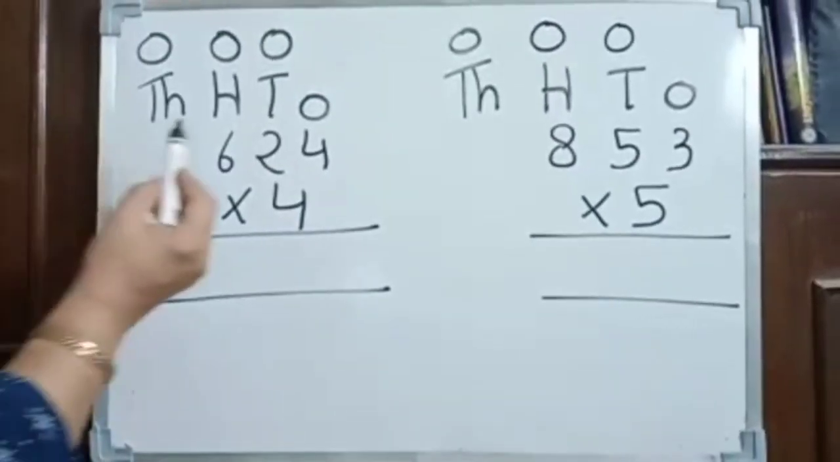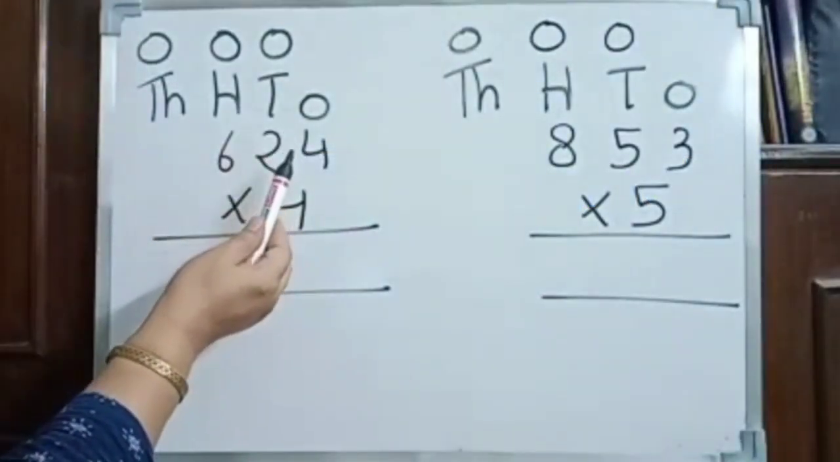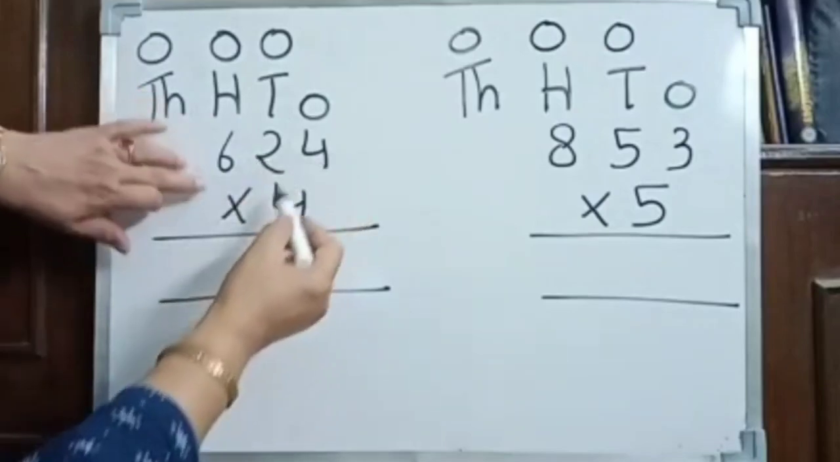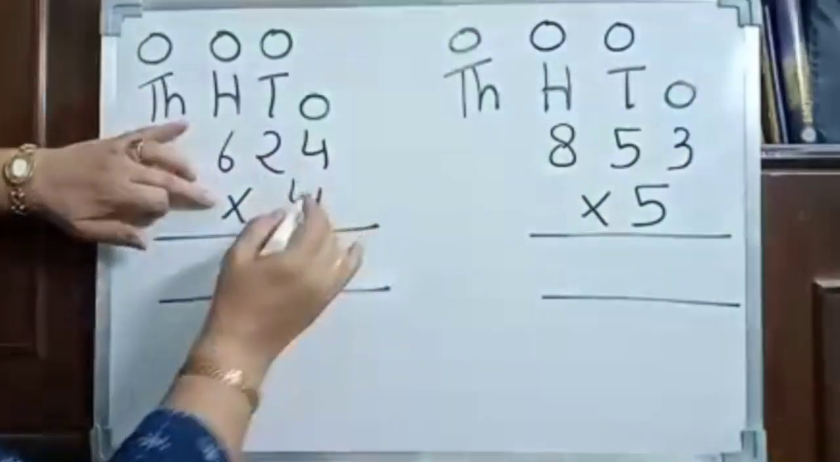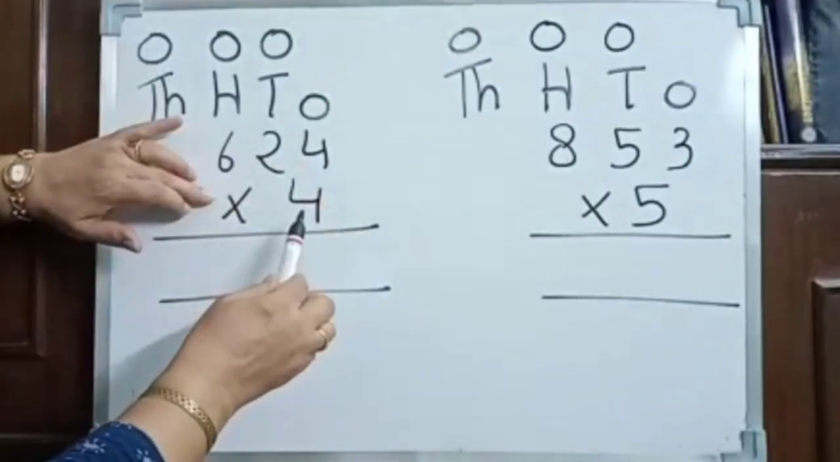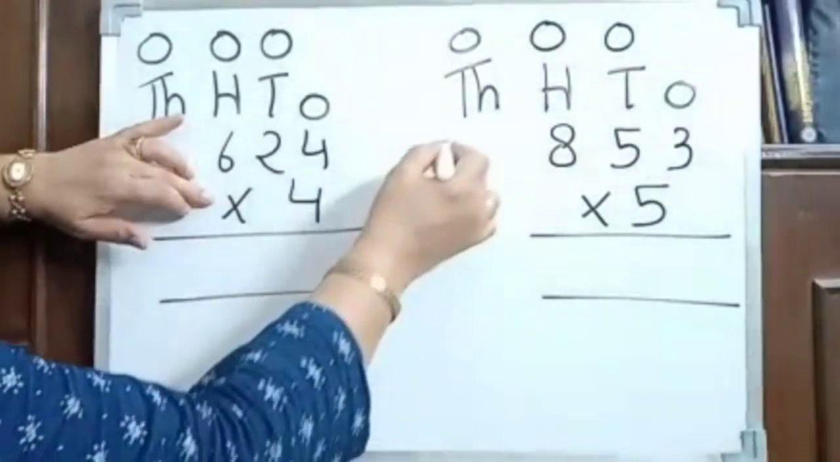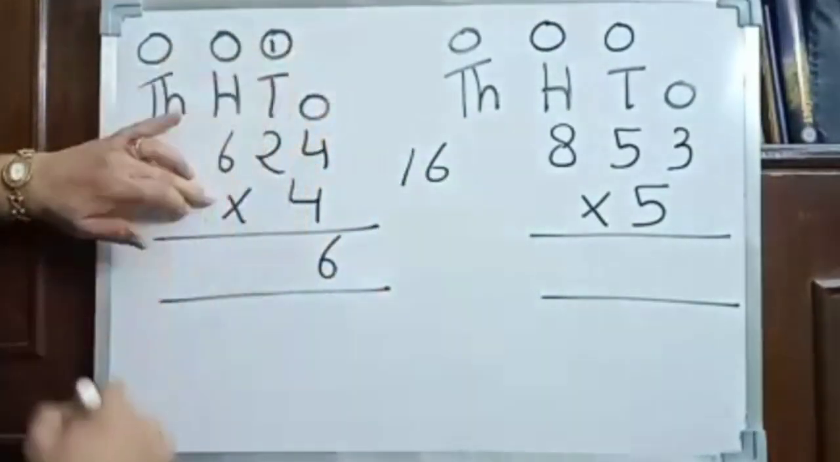Now again we have two sums of multiplication with large numbers and carryover. Now here, 624 into 4 means you need the table of 4. You all know the table of 4. 4 fours are 16. When we have a 2-digit number, 6 here, 1 will be here.